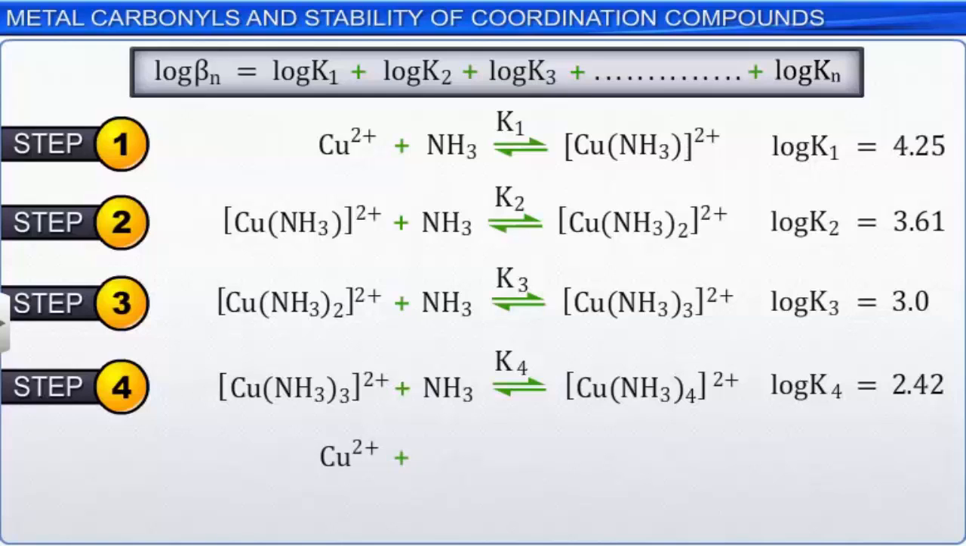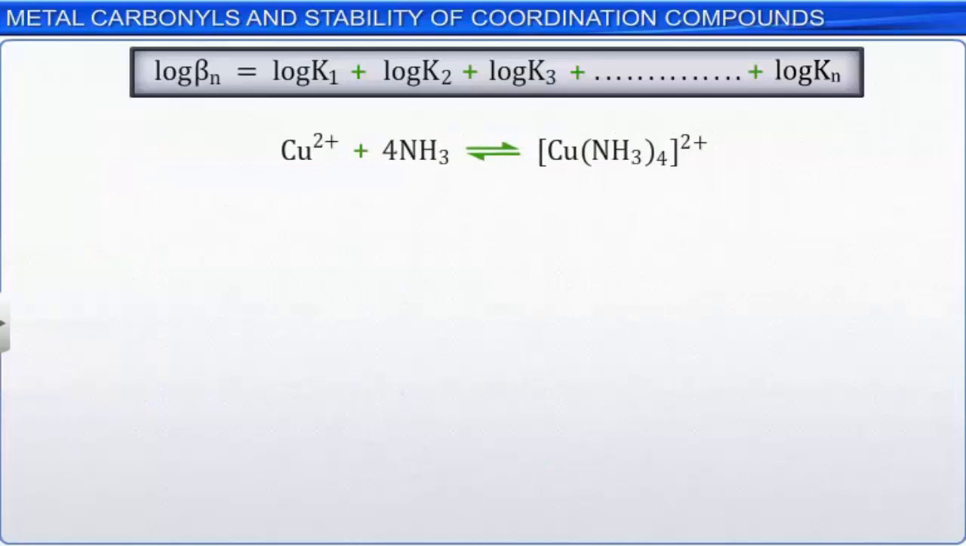Its value is 1.20 multiplied by 10 raised to the power of 13. In terms of log scale, it is equal to 13.28. Thus, it can be seen that the sum of the logs of the stepwise stability constants is equal to the log of the overall stability constant.